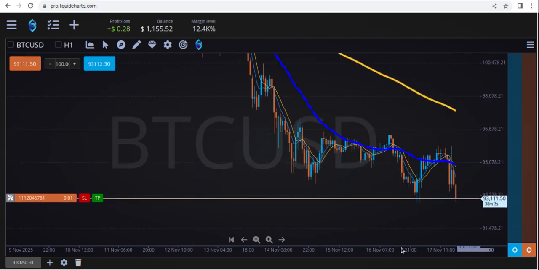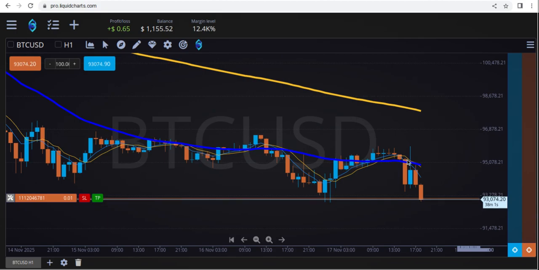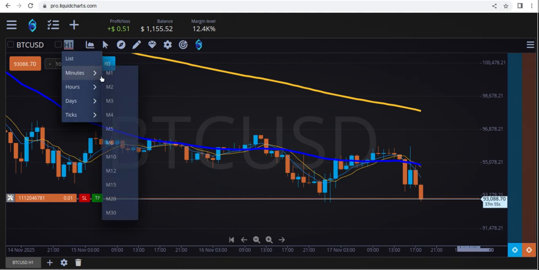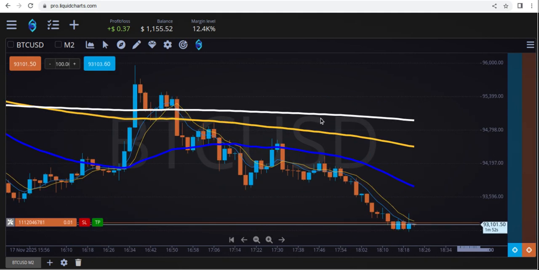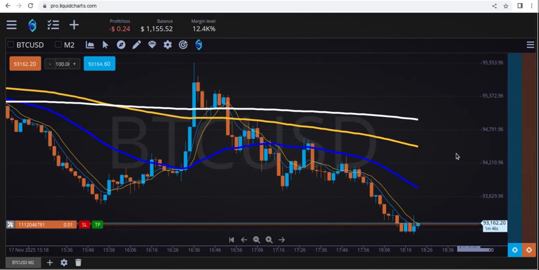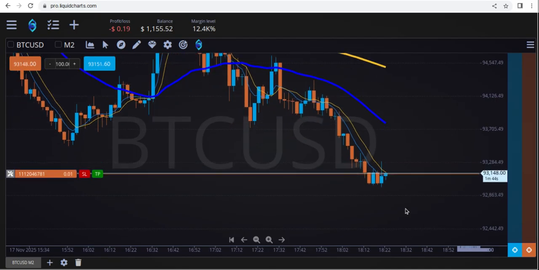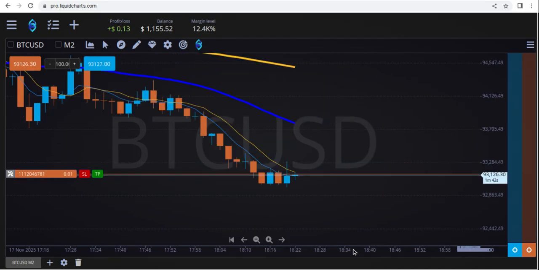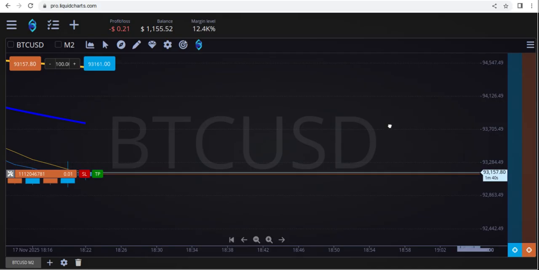Imagine if you would have got in right here. You would have been in profit and kept this trade open. It's just all about imagining, okay? But let's go back to the 2 minute time frame. Look, guys, this moving average is still this blue moving average right here. Let's make it bigger so you can understand the beauty of this.